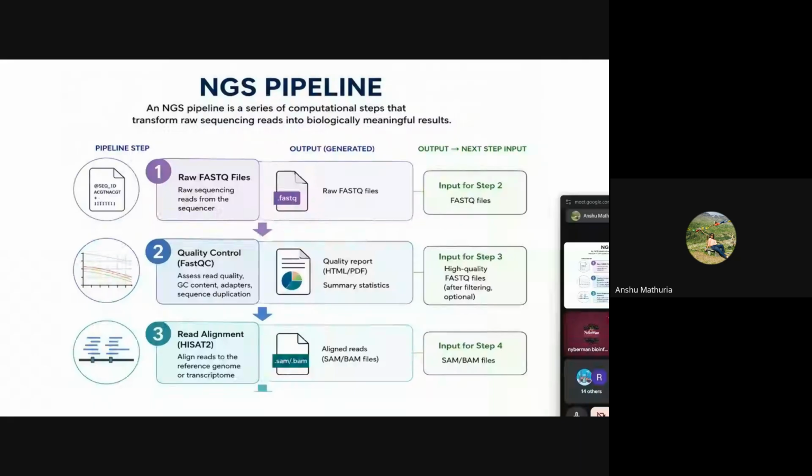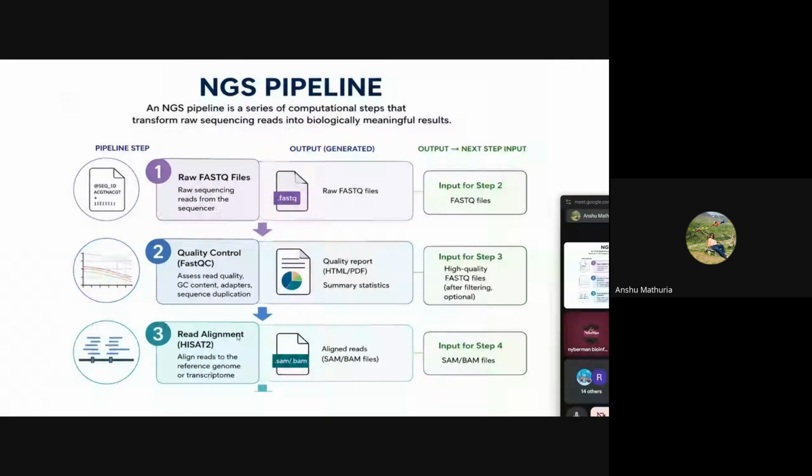Similarly, whenever we have raw data files, the first step that we follow is quality control. After quality control is done, we understand the quality of the bases, the adapter concentration, the GC content, everything. Then we move to the next step. The next step is alignment. You can use HISAT2, Bowtie2, and other tools as well to align them.